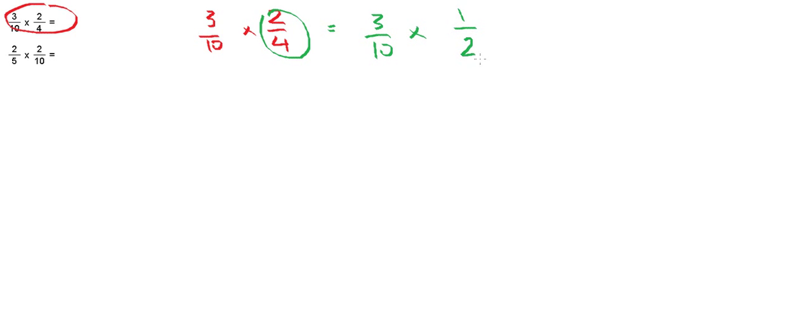Okay, gonna do this question first. 3/10 by 2/4. Now, if you can simplify any fractions, do it. So I can see that this 2/4 here can be simplified down to a half. So that's the same as 3/10 times 1/2.